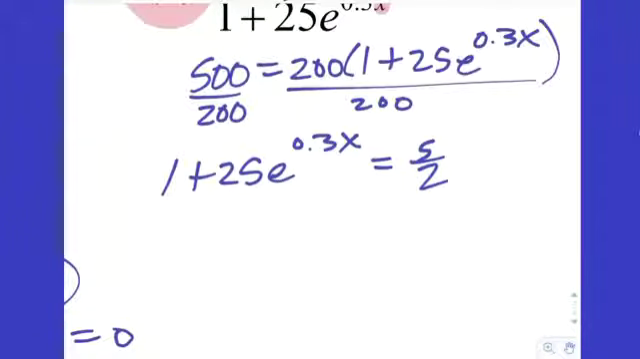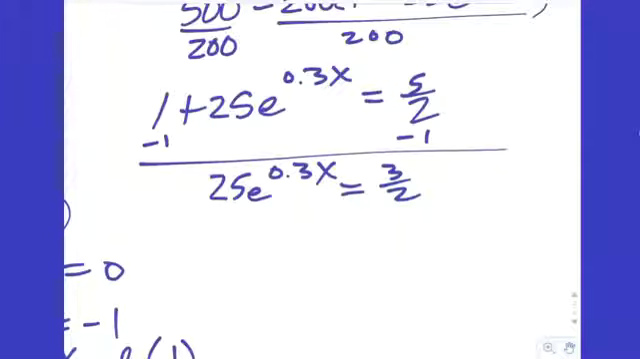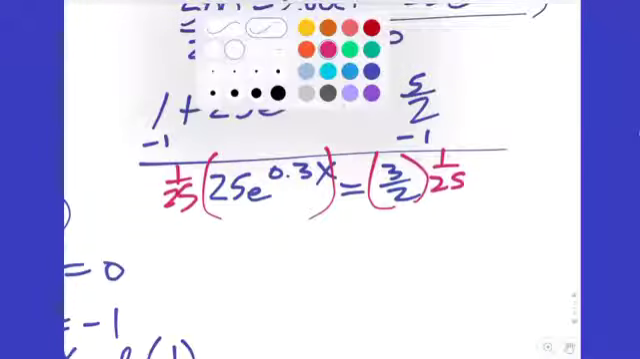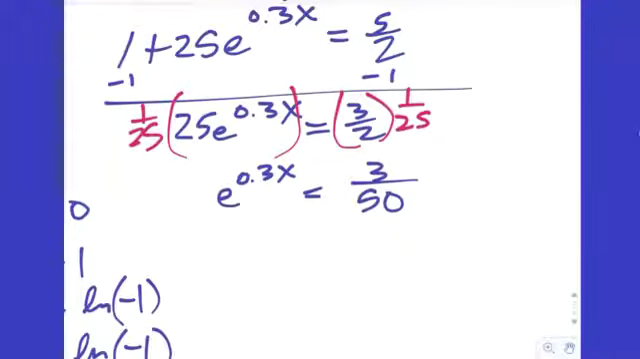Now it's just a matter of getting to the exponential factor. We'll subtract 1 first from both sides, and we're left with 25e^(0.3x) equals 5/2 minus 2/2, which is 3/2. Now we got to get rid of the 25. I'll do that by, instead of dividing by 25, multiplying both sides by 1/25, which is really the same thing as dividing. So now we get e^(0.3x) equals 3/50 if you multiply straight across. And now we're almost there. Now what do we do? We got to un-e it because we got the exponential factor isolated.